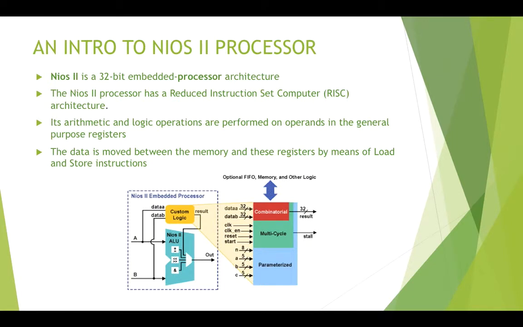According to the Gartner research report recently, Nios 2 has been declared to be the most versatile processor for embedded systems. It is a 32-bit embedded processor architecture, which has a reduced instruction set computer architecture. This is a representation of the Nios 2 processor, where you can see the optional FIFO memory and other logic. It takes the input as 32 bits. Data is moved between memory and these registers by means of load and store instructions.